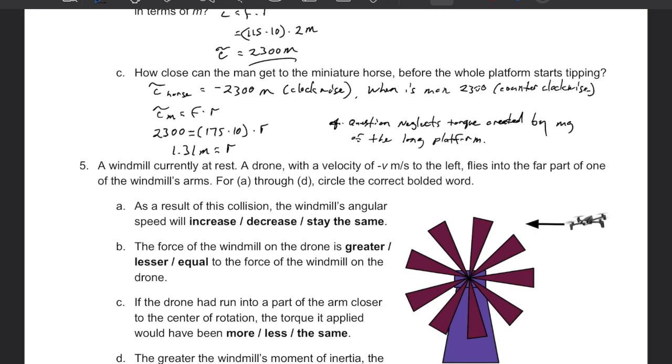Anyway, a windmill is currently at rest. A drone hits it. As the result of the collision, the windmill's angular speed will, well, if you hit it, you're applying a force.